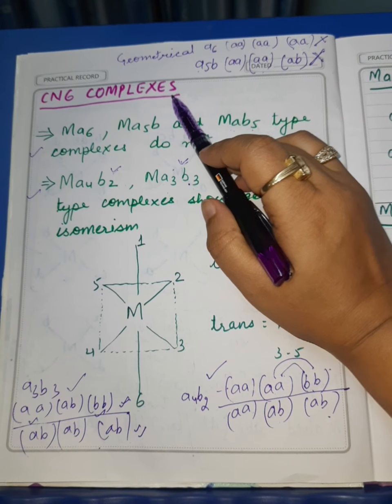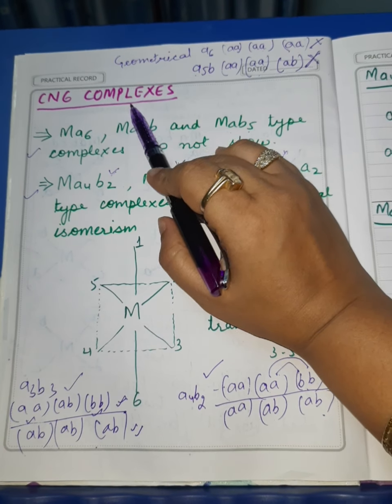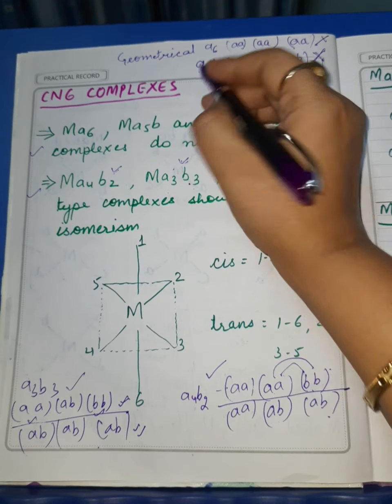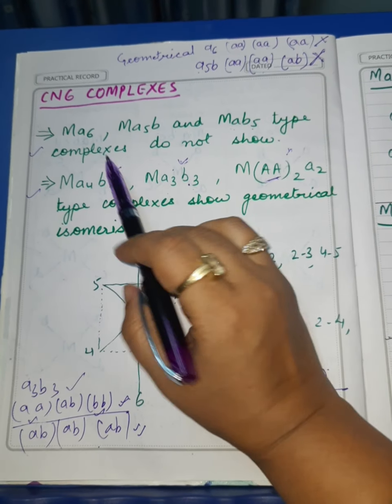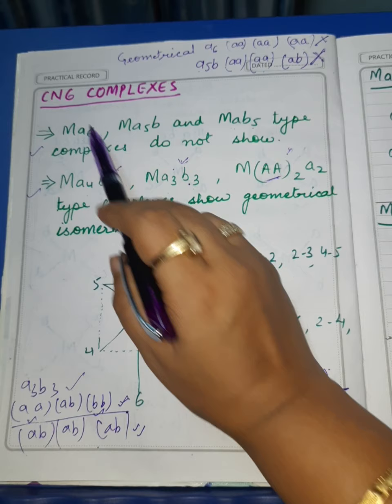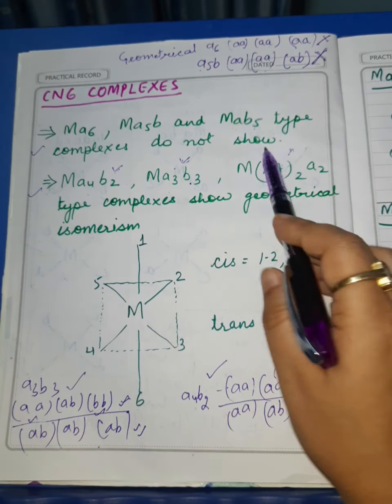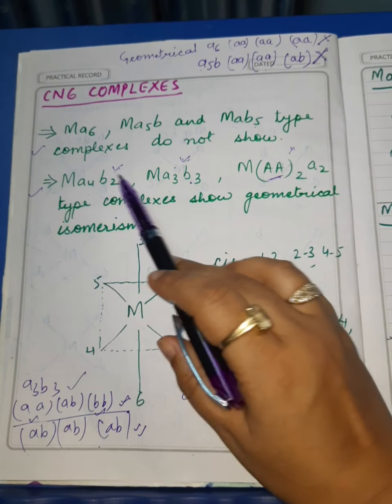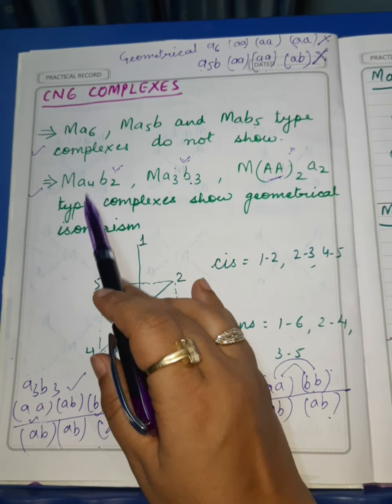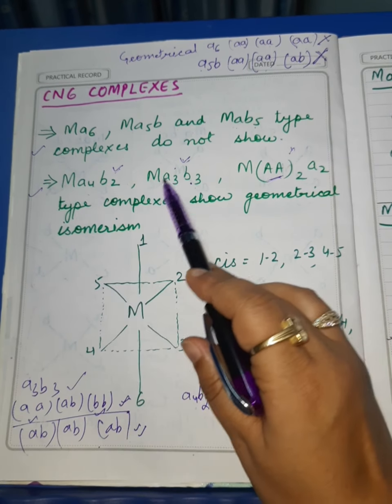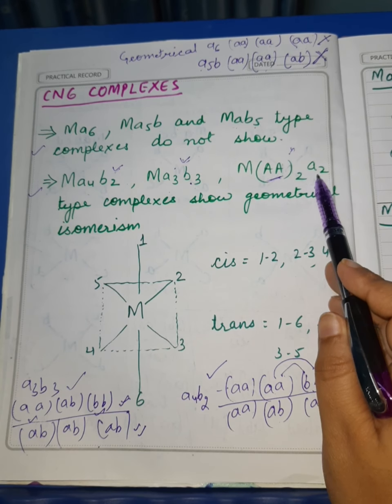Dear students, we are going to study geometrical isomerism in CN6 complexes, octahedral complexes. Here two important points are there to remember. First, MA6, MA5B, MAB5 type complexes do not show geometrical isomerism. It is shown by complexes of the type MA4B2, MA3B3, and M(AA)2A2.